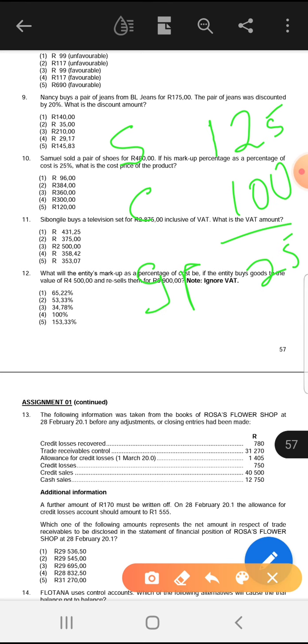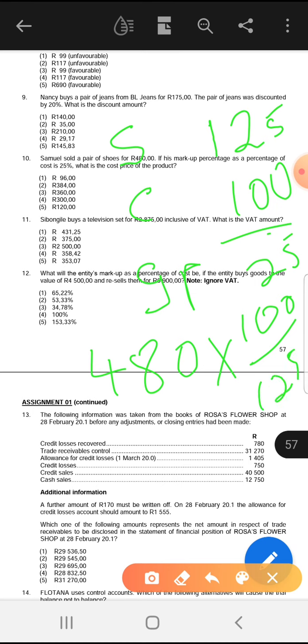So here the question was, what is the cost price of the product? Meaning they are looking for 100. They gave us the sales amount, they are looking for this 100. So what we're going to do here is say 480 multiplied by 100 divided by 125, which will give us 384, which will be option 2.